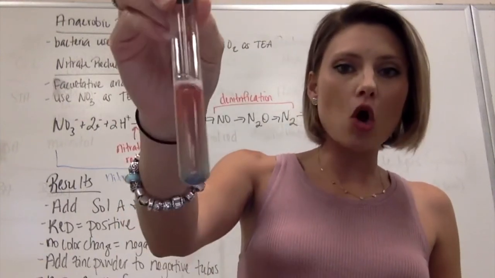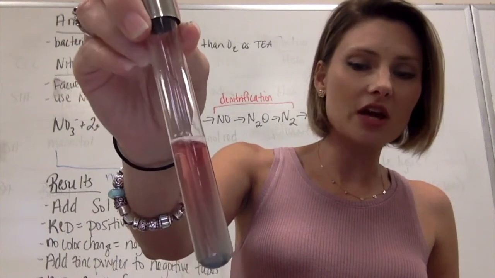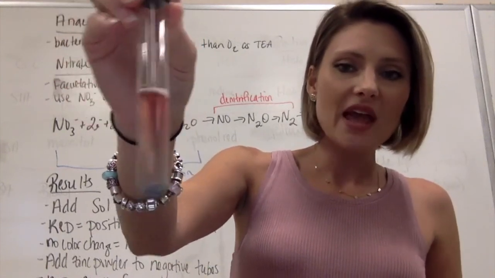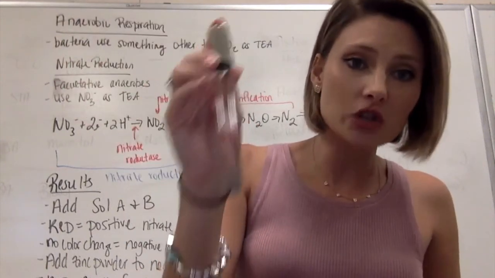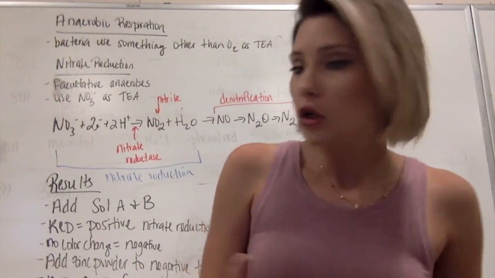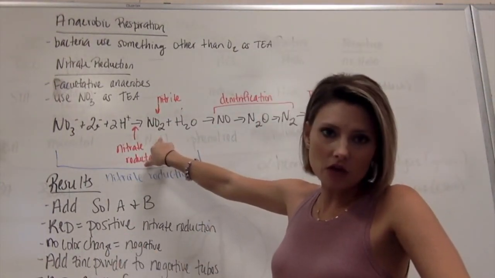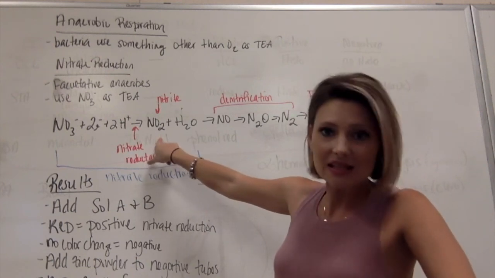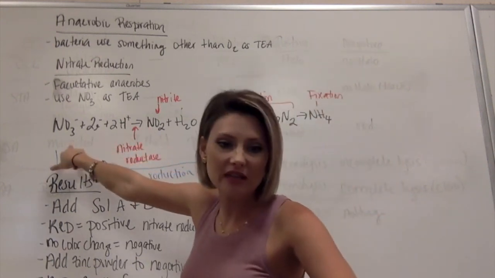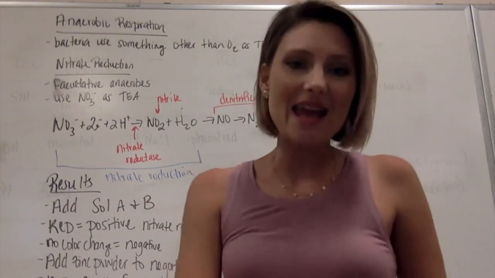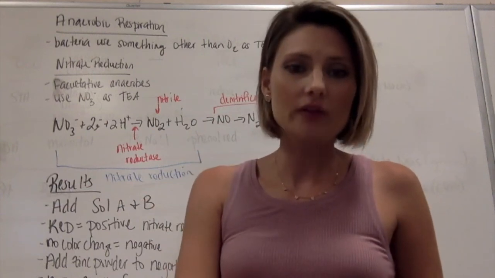And then I've got my all-out negative. As you can see at the top there, that one's starting to turn red even more. That means that there was still nitrate in the tube. So no nitrite, once I added A and B, I got no color change. And once I added the zinc, that tells me that there was still nitrate in the tube. So that is my negative result for nitrate reduction.